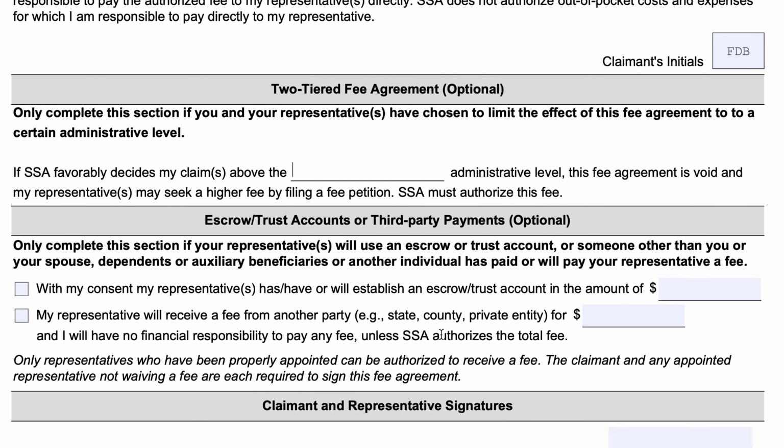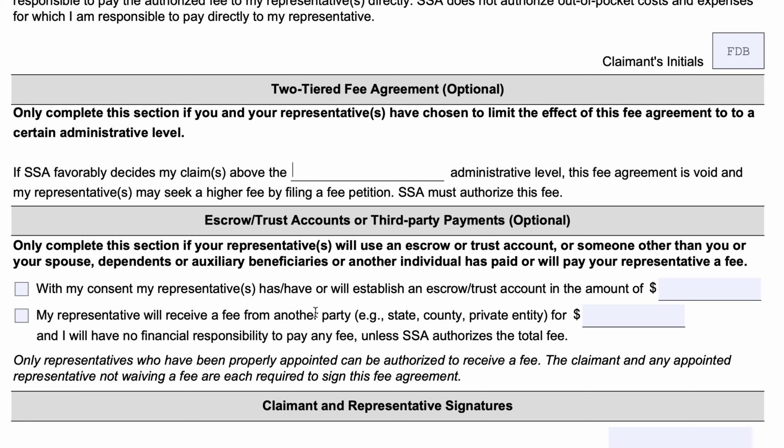So the escrow or trust accounts. The top block basically says that your representative will establish an escrow account. Again, this is not a direct payment, it's an escrow account, which means they don't get paid until your fee is approved. And then the second one indicates that your representative will receive a fee from another party. So this could be a state, county government, could be a private entity, and you're saying that you'll not pay a fee unless the Social Security Administration authorizes the entire thing.